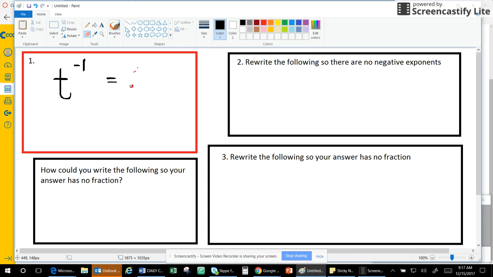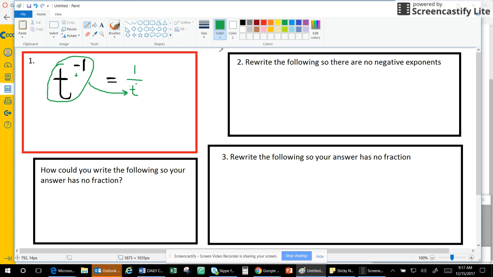What does this mean? Well, anytime we have a negative exponent, what it's actually telling us is that this number, whatever this is, if we change this to a positive exponent, so t to the first, or just t, it goes to the bottom of the fraction. And so this is 1 over t to the first.